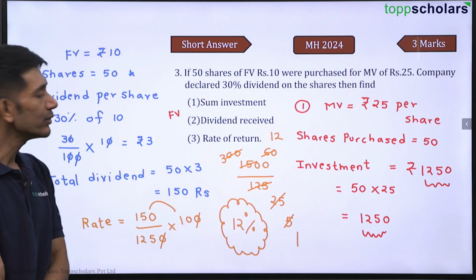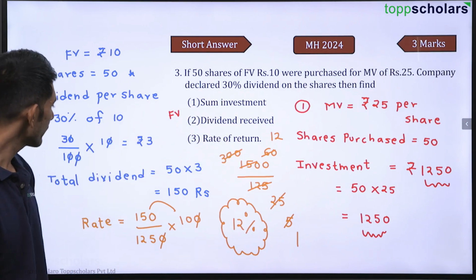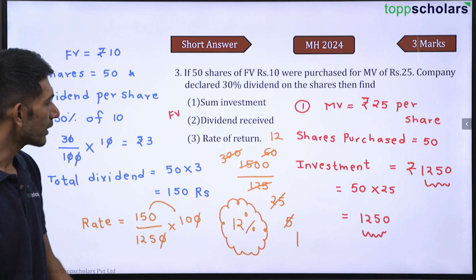So we got all the three values. The rate of return is 12%. The invested amount is 1250 and the dividend received is 150 rupees.